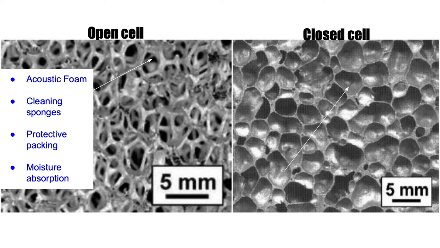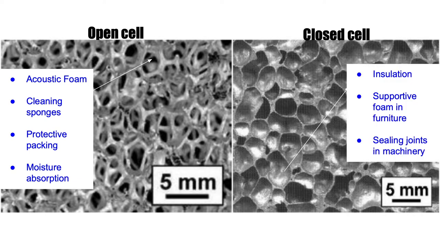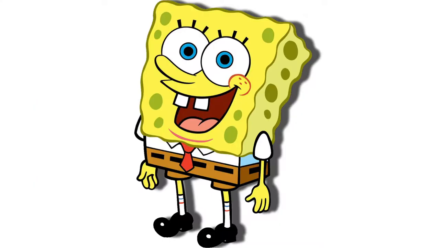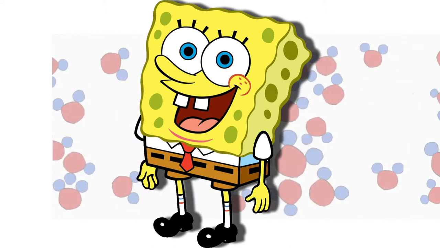Notice the closed cells. Because it's so much more dense, it's really good for keeping out air or moisture, so insulating and sealing joints. As I already mentioned, the more porous open cell foam is what we're more interested in today because air can pass through it. And if air can pass through it, so can a sound wave.